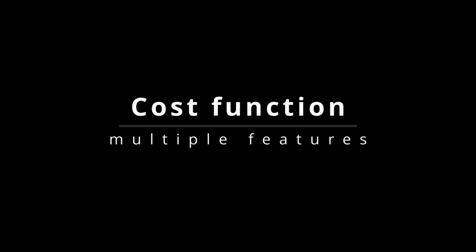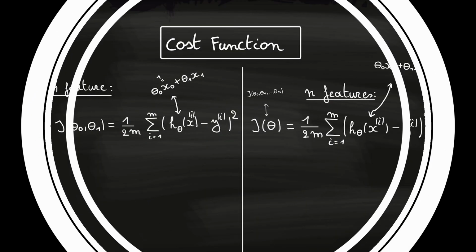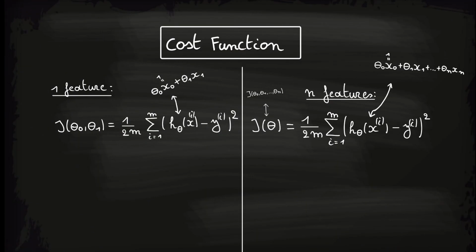Now we will look at the cost function for multiple features. Actually, the only thing that changes when we extend the cost function from one variable to multiple variables is the hypothesis itself. The notation, however, stays completely the same, except that we now do not call it J of theta 0 and theta 1, but we call it J of theta 0 up until theta n. Or we can express it just like J of theta, with theta being a collection of all theta parameters.